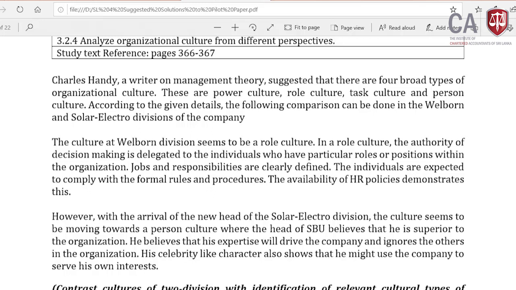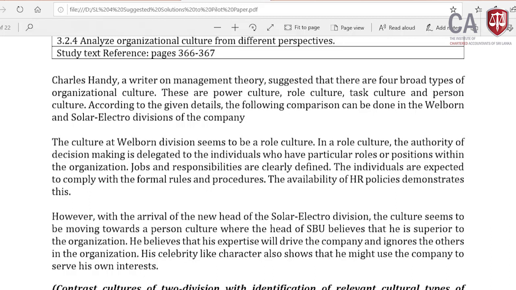So, in the examiner's answer, there are three paras. How has the examiner allocated these three paras? The first para has been allocated to talk about the theory part of Charles Handy's culture, about the four different types of organizational culture. Then para number 2 has been allocated to talk about the culture existing at the Well-born division. Para number 3 has been allocated to talk about the culture existing at the Solar Electro division.